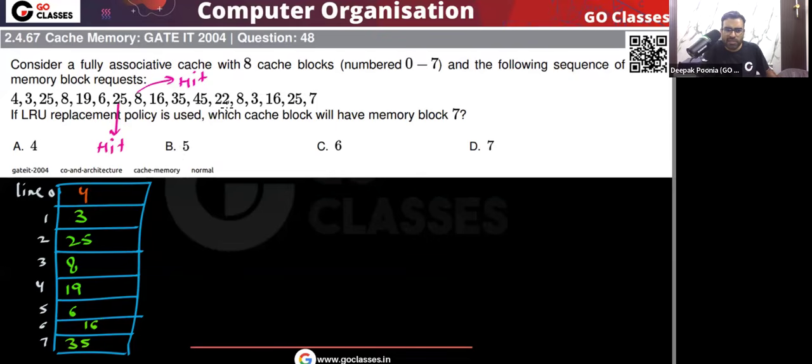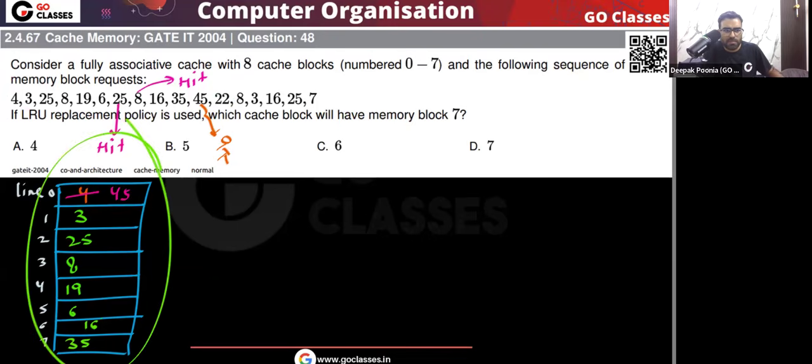LRU means least recently used. So remember, when you are standing at 45, you just see which of them is least recently used. Of course, if you go back, you can easily see this 4 was least recently used because after this first request, we have never used this block number 4. So this 4 is actually least recently used. So you can replace this with 45. Very simple.